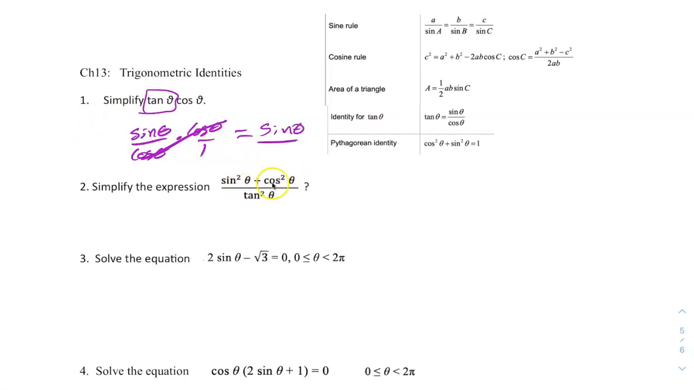Next one, sine squared plus cosine squared over tan squared. Well, that's right here. Sine squared plus cosine squared is 1. So I get 1 over tan squared. Remember what that is? You could flip it and it becomes cotan squared.